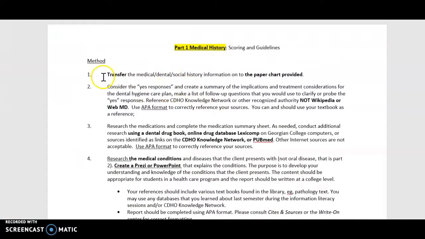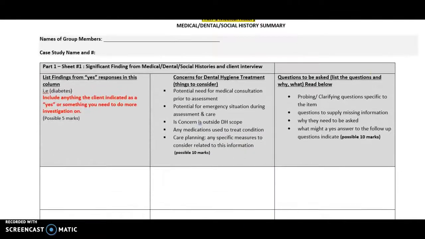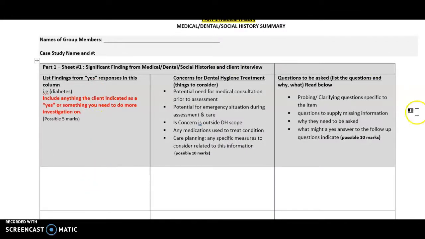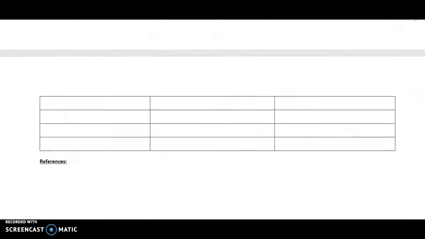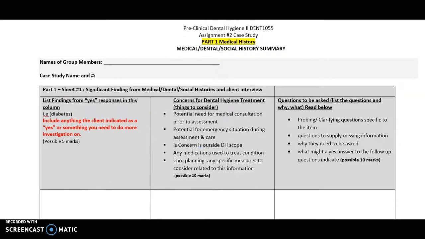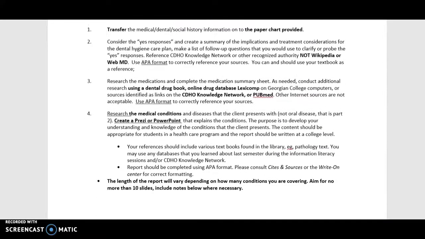So you're going to transfer the information onto the paper chart provided. You're going to consider what would be considered a yes answer by your client and look at all of those. And then you're going to put those down in this chart. So any of the yes responses, and you can make this chart longer. I've included that many lines, but you might need more. So all the yes responses will go in there.